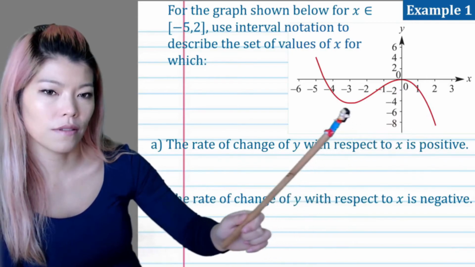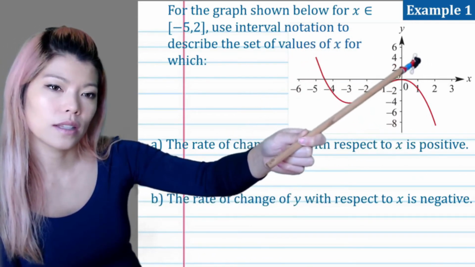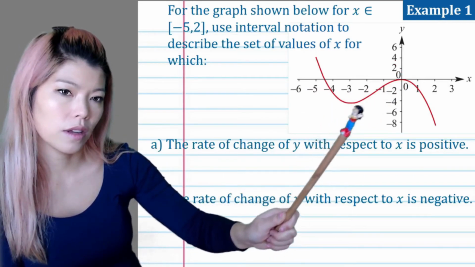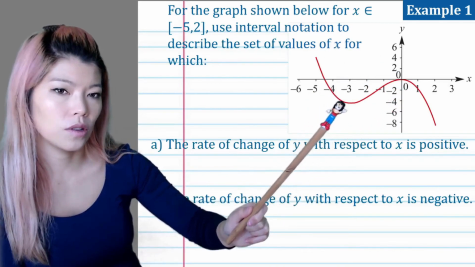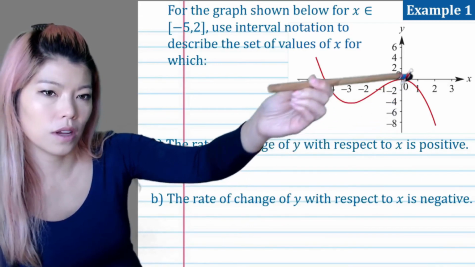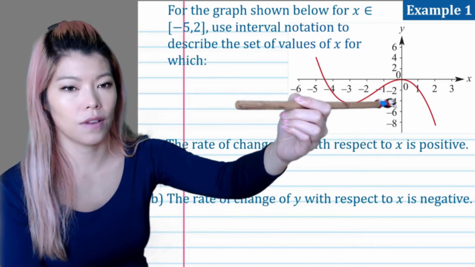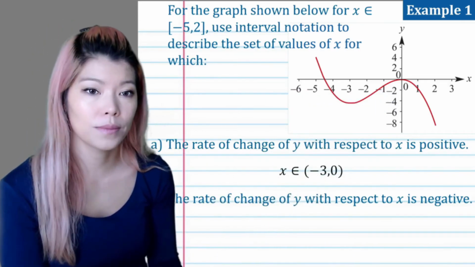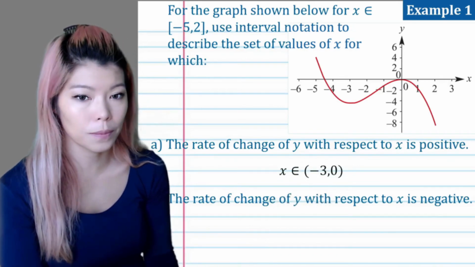So this is the graph. When is it positive? It's positive when it's pointing up. So we can see that's positive between this turning point, so here -3 to 0. Remember though that we do not know the gradient. It is not positive at -3 or 0 because the gradient there is 0. It's flat. So it's -3 to 0 with curved brackets because it's not including -3 and 0. At those points it is 0.